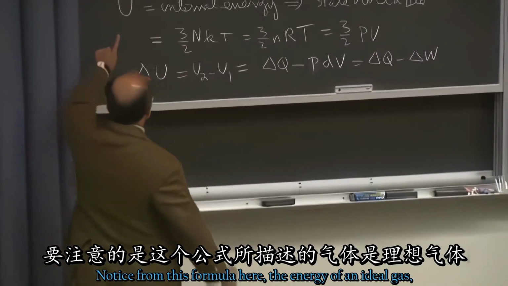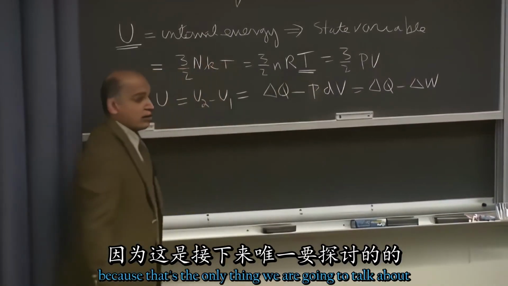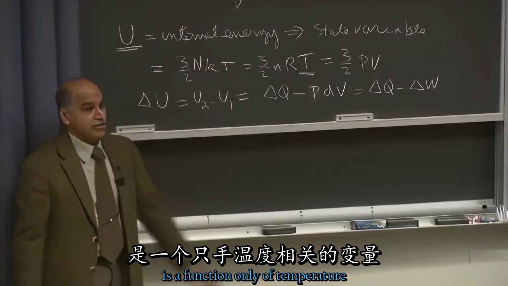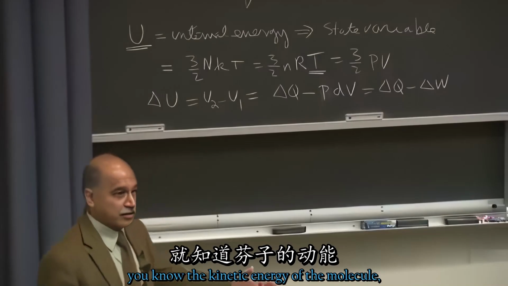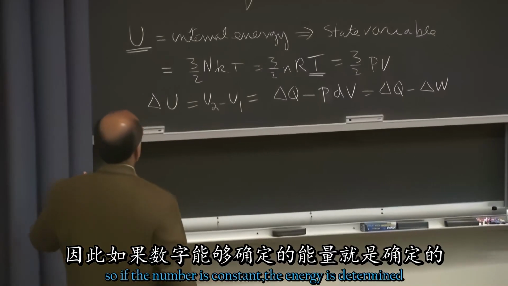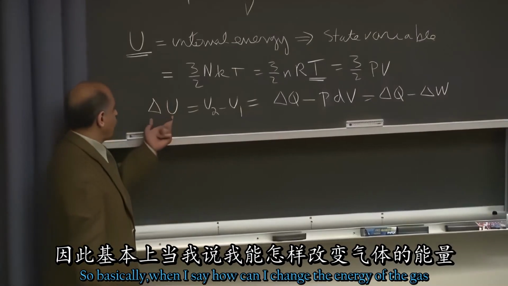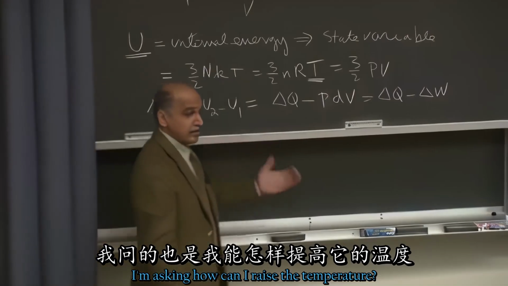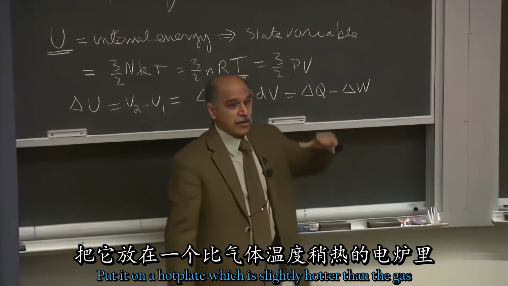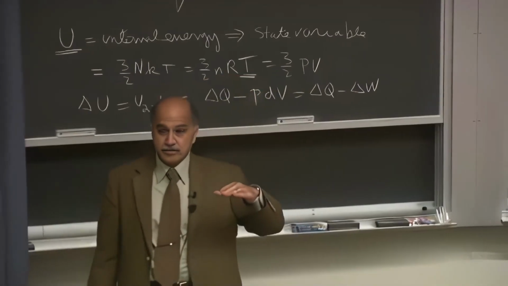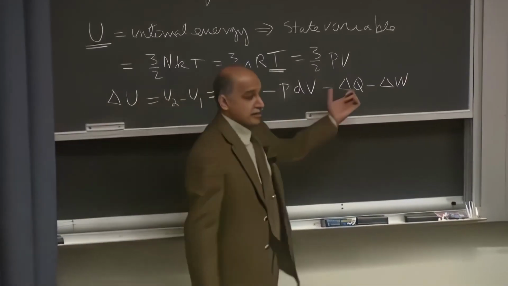Notice from this formula here, the energy of an ideal gas, and only an ideal gas, and that's the only thing we're going to talk about, is a function only of temperature. If you know the temperature of the gas, you know the kinetic energy of the molecules, and if the number is constant, the energy is determined. The energy depends only on the temperature for an ideal gas. So basically, when I say, how can I change the energy of the gas, I'm asking, how can I raise the temperature? One obvious way is this. Put it on a hot plate, which is slightly hotter than the gas. Then the heat will flow from the hot plate to the gas. That's called heating up the gas.